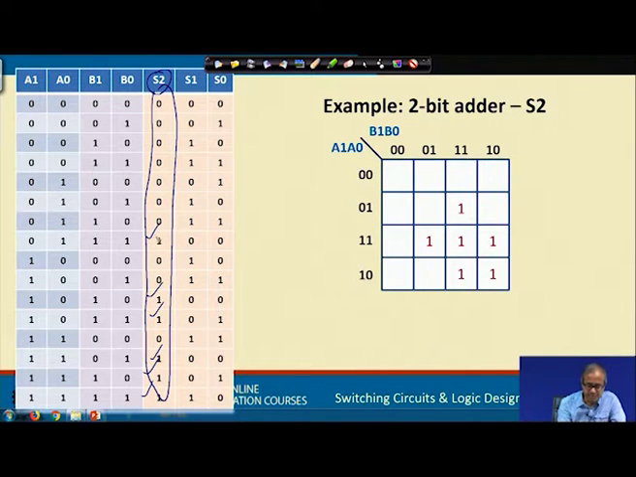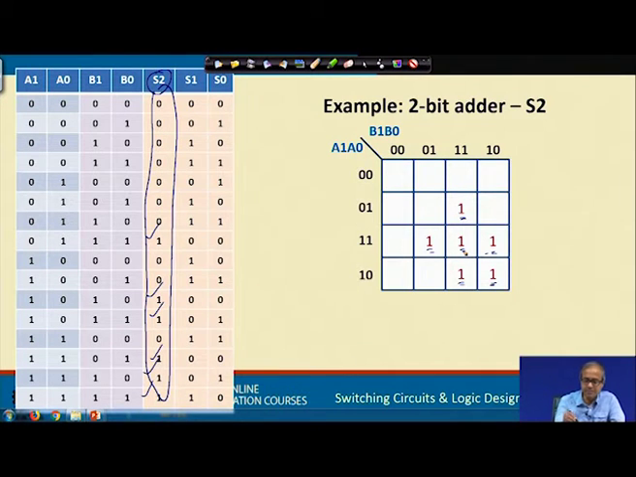So, you see there are 6 ones. The first one corresponds to 0 1 1 1, this one. The second one is 1 0 1 0, this one. The third one is 1 0 1 1, this one. The fourth one is 1 1 0 1, then 1 1 1 0, and finally 1 1 1 1, right.